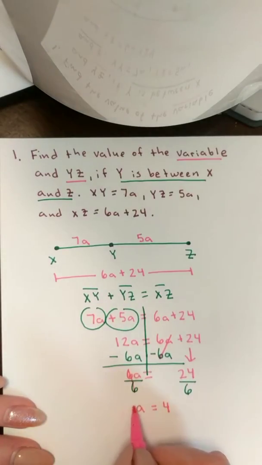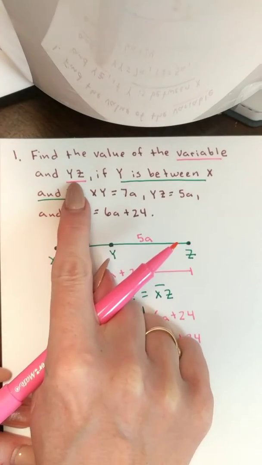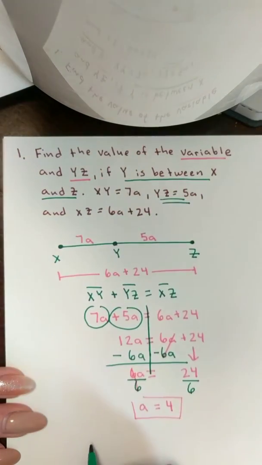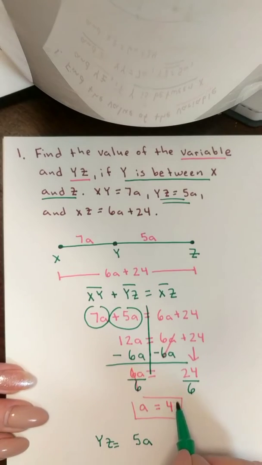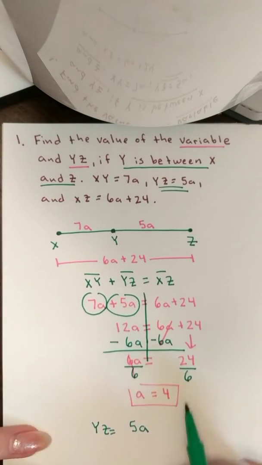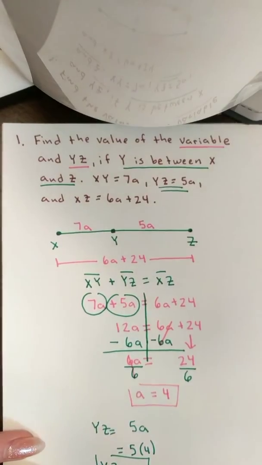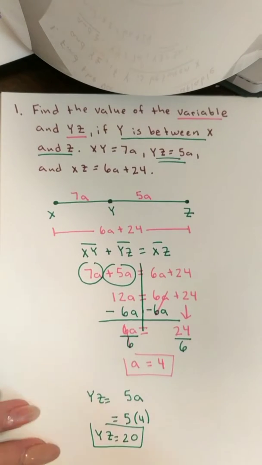So we found our answer to the variable, but remember they also want us to find yz. Yz is 5a, so yz equals 5a. We're going to substitute 4 in for a. So we have 5 times 4. So yz equals 20. And we're done.